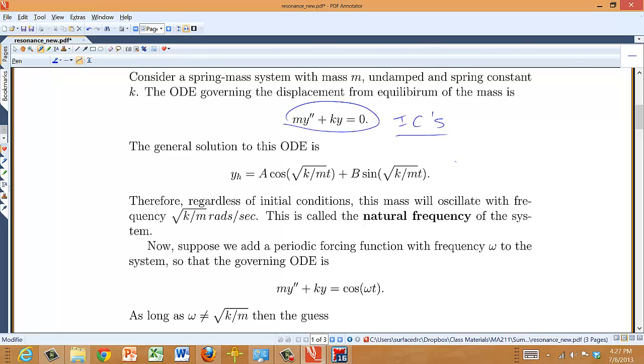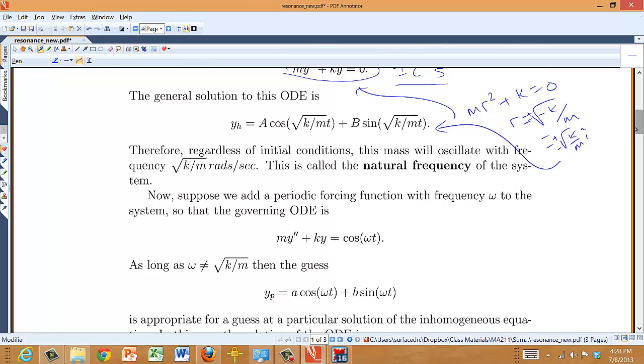Okay, so if you solve this, we can solve this easily enough, right? You'd write down the characteristic equation, m r squared plus k equals 0, and then you could solve for r, and you'd see that r is the square root of negative k over m, so that would be root k over m times i as your solutions, plus or minus, of course. Okay, and so then you'll have a general solution, just like I wrote.